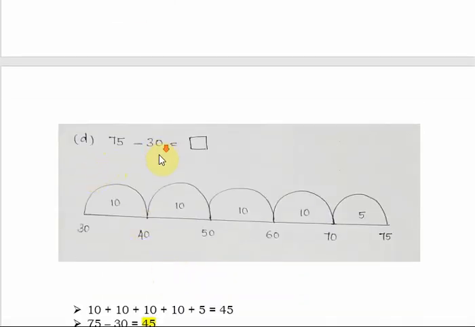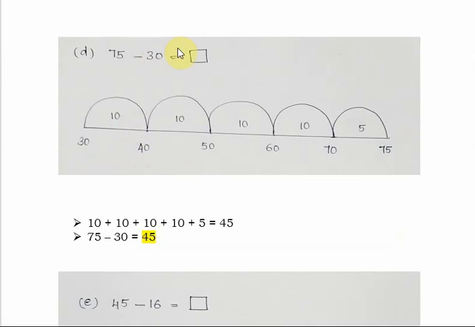Next is 75 minus 30. Here also smallest number is 30. So we can make jumps of 10 to find the answer. Okay. So here first jump we reached on 40. Next jump we reached on 50. And next jump we reached on 60. And on next jump we reached on 70. And 70 is nearer to 75. So we can make a jump of 5 to reach on 75.